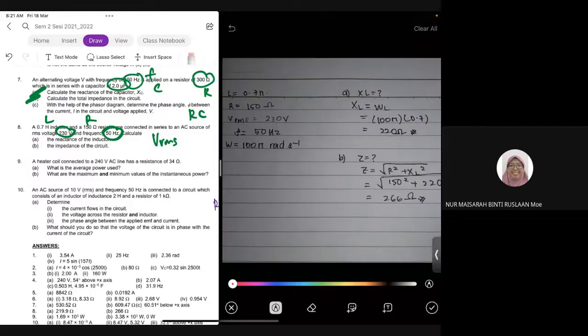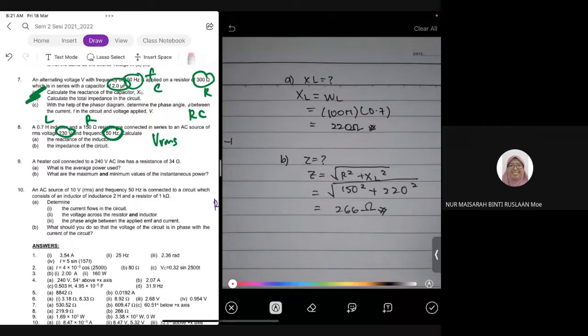Dia nak cari XL. So ini adalah case RL sebab inductor dengan resistor. So kalau RL, meaning you hanya ada VL dengan VR. So this is I. So your phasor diagram adalah macam ni lah. Ini VRMS, ini you punya omega. So dia duduk dekat atas lah. So XL equals to omega L, very good.